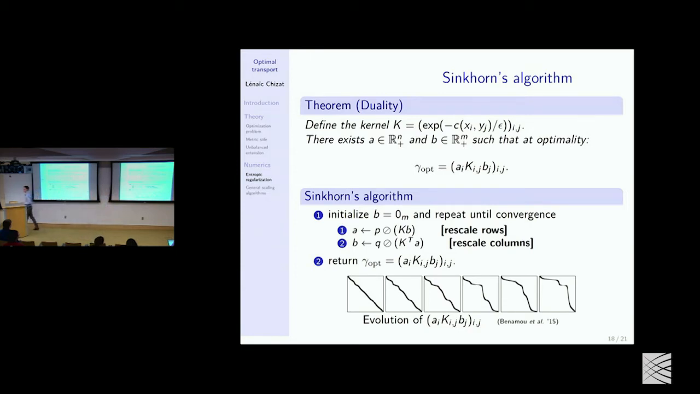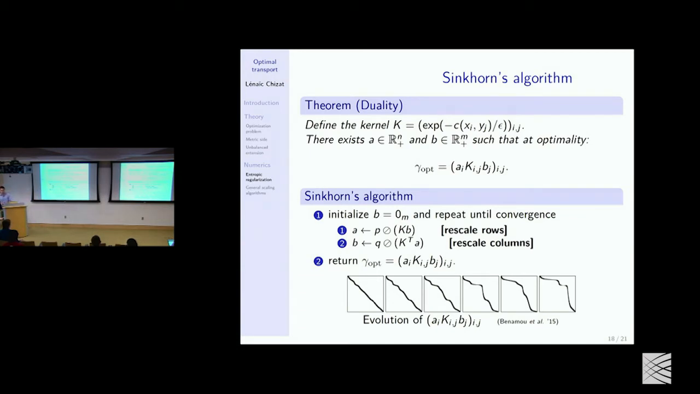And it converges at quite a fast rate to the optimal solution of the previous problem that I've written. And that's how it looks when you look at the evolution over the iterations. You start with a coupling which is not optimal at all, and it will deform the coupling until it reaches the optimal solution.